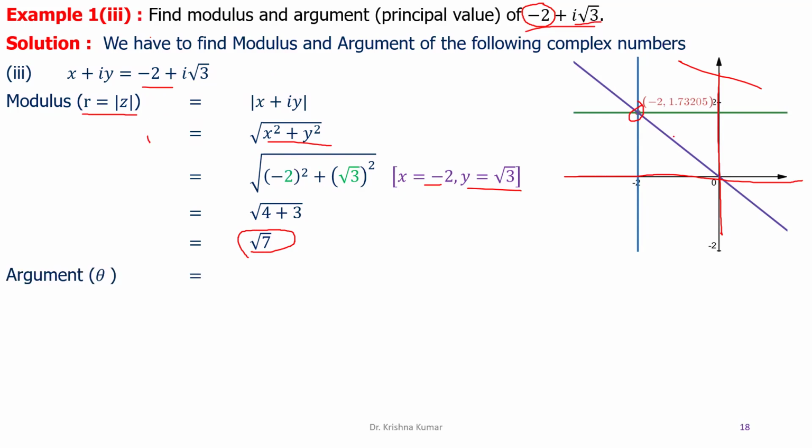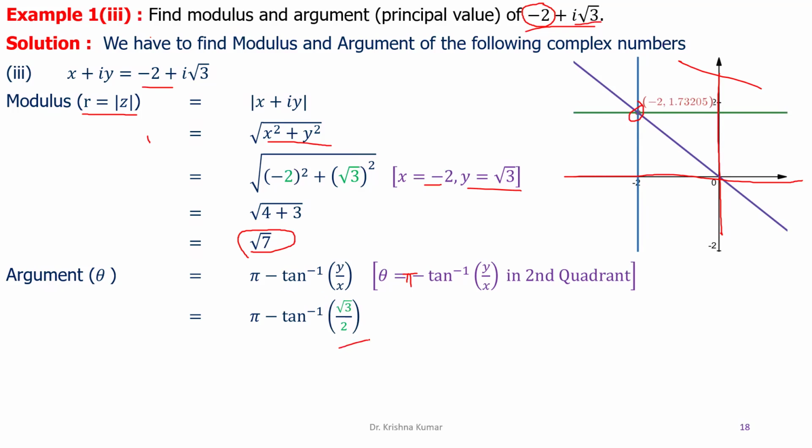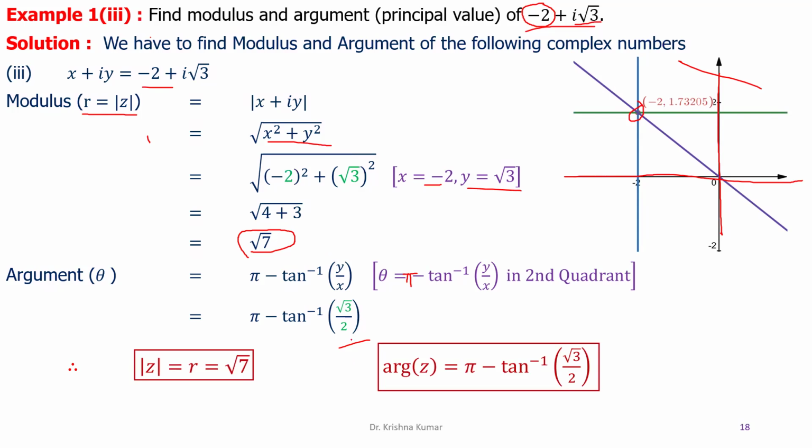And the argument: since it is in the second quadrant, the argument is given by theta equal to pi minus tan inverse of y by x, where y is root 3 and x is 2. Hence, the modulus of our given complex number is root 7, and the argument is equal to pi minus tan inverse of root 3 by 2.